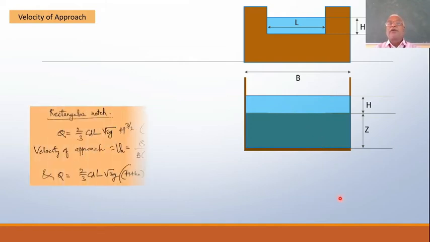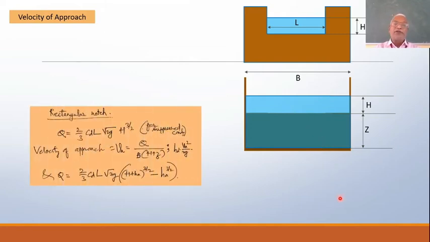Right? Okay, for a rectangular notch we have 2 by 3 CD L root 2g H raised to 3 by 2 for suppressed condition. In the sense there are no end contractions here. This end is pushed up to this end. So to say L is equal to B means there is no question of end contraction. It straight away flows as it is. Right? Then we call it the suppressed condition.